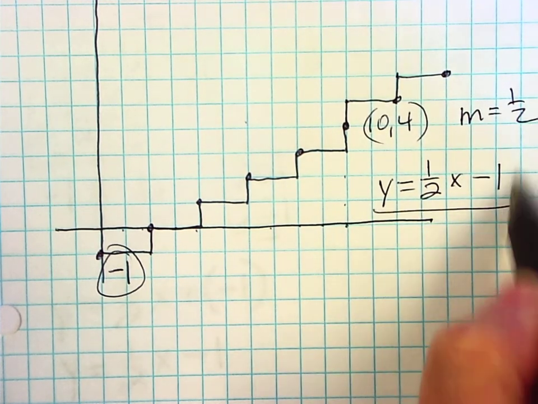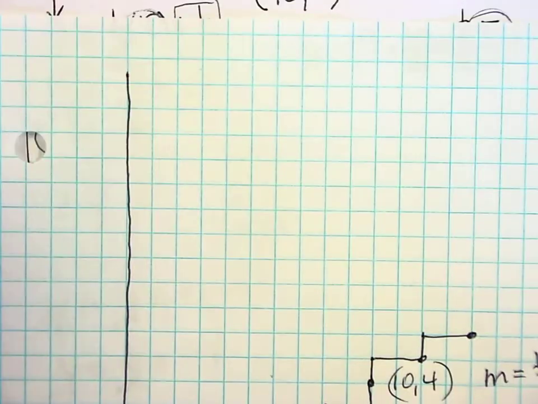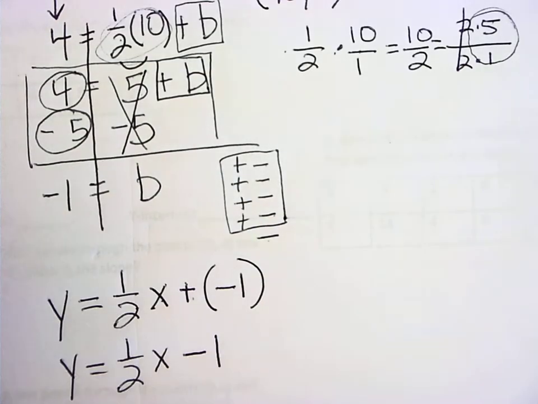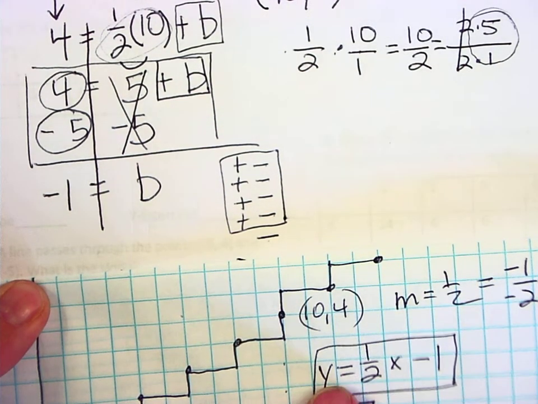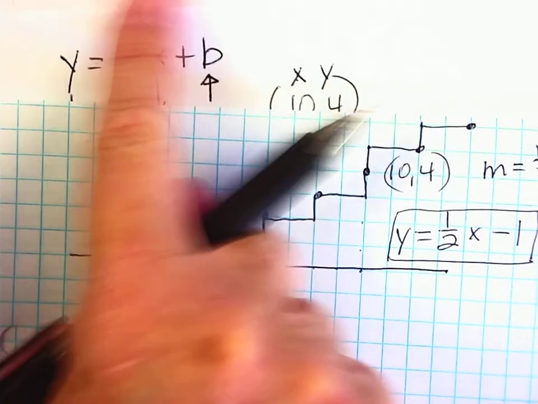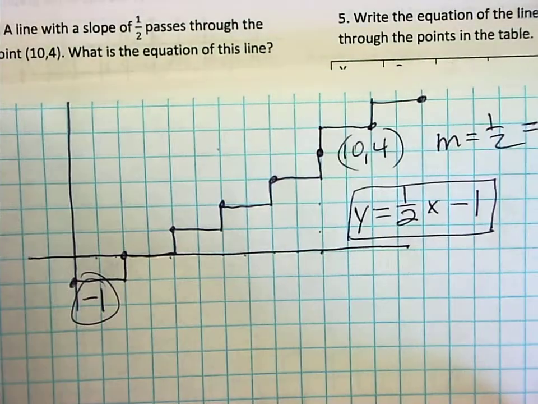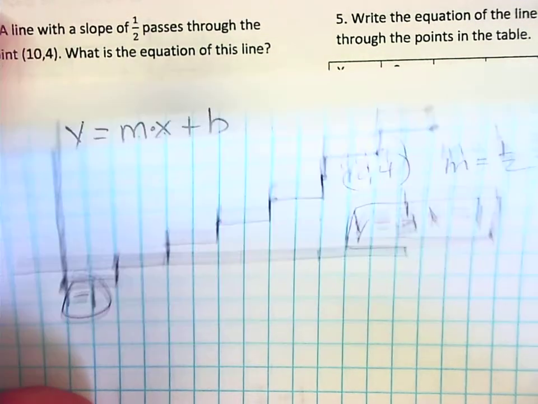That matches what I found, and then I graphed it and they all agree. This graph matches this equation, and this graph contains this point and a slope of 1/2. So everybody's happy, and I'm sure that's the right answer because I checked it.